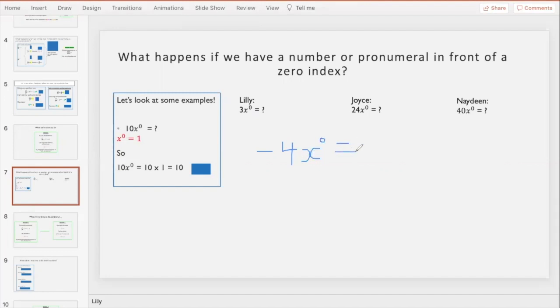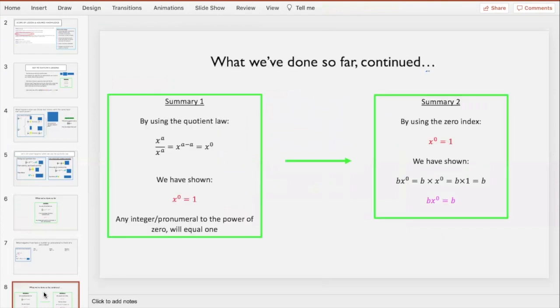What would I do first? As Nadine did before, I'll write out my negative 4, which is the power of 1, times x to the 0. And we know that x to the 0 is equal to 1. So it's negative 4 times 1, which then equals negative 4. So, yep, as you girls can see, the same rule still applies. That was a really good question, Lily. I'll skip to the next page.